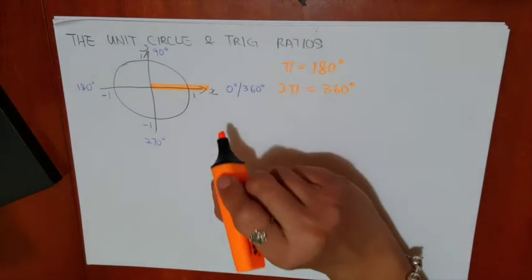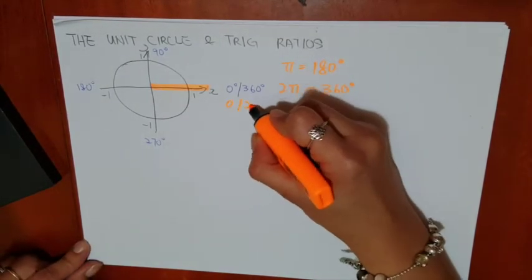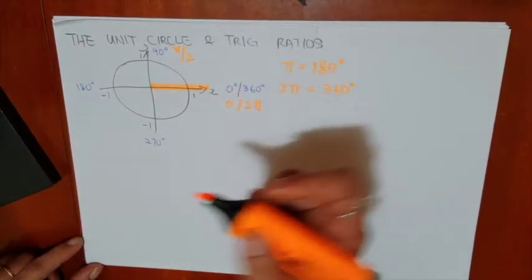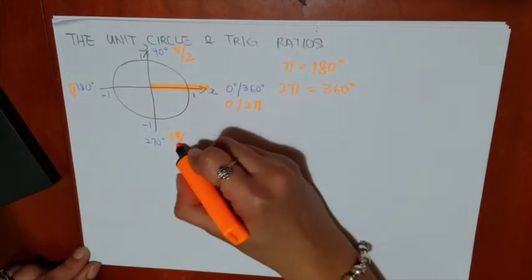So if we want to write it in the unit circle, this will be 0 and 2 pi. 90 degrees will be pi over 2. 180 will be just pi. And 270 will be 3 pi over 2.